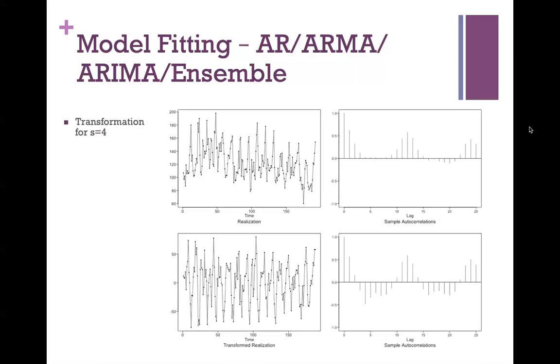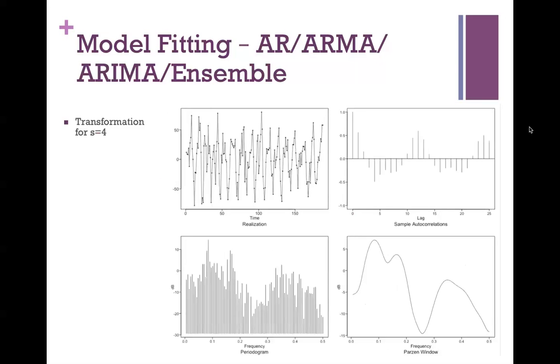And then I do the same thing for S equals 4 for a quarterly seasonal component. The top is the original, the bottom is after the transformation. And then this is also the plots where we can see the spectral density, which has actually changed some. Now there's really 3 significant peaks, and the top one is no longer at 0.